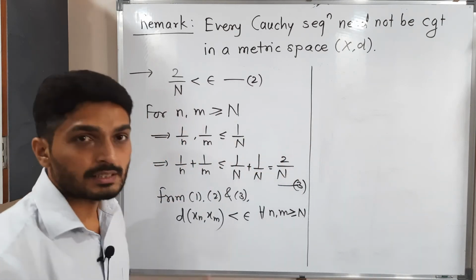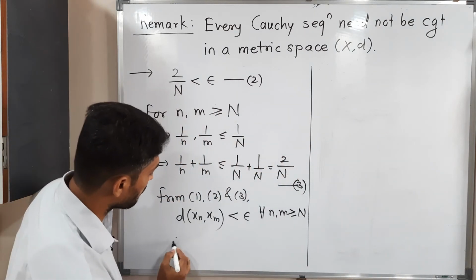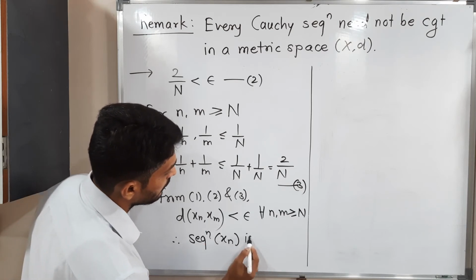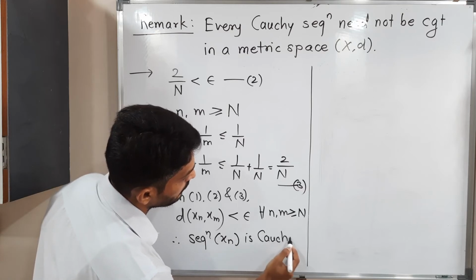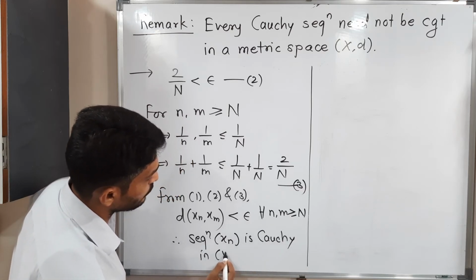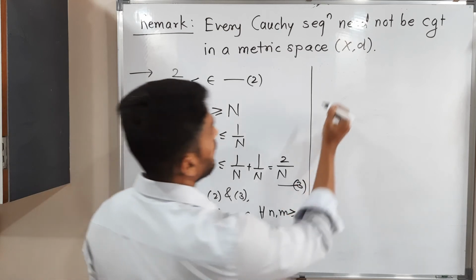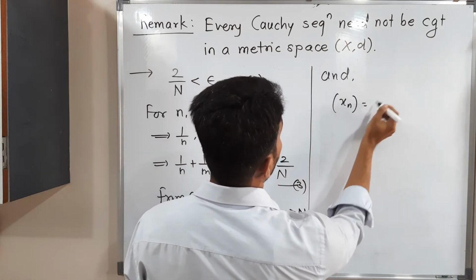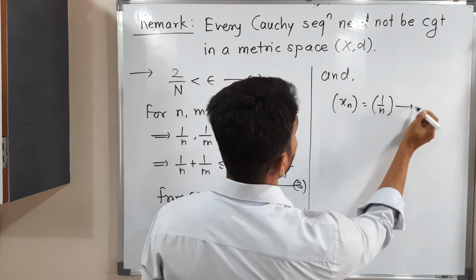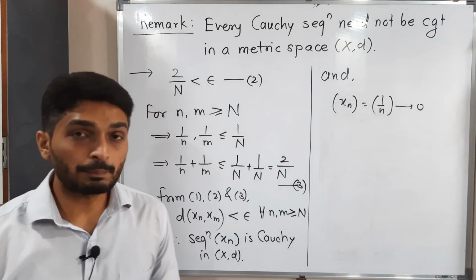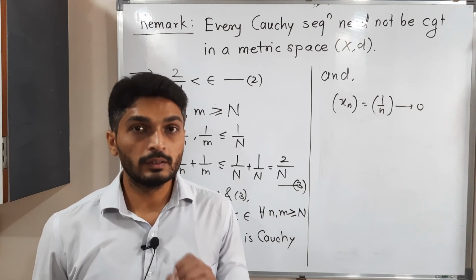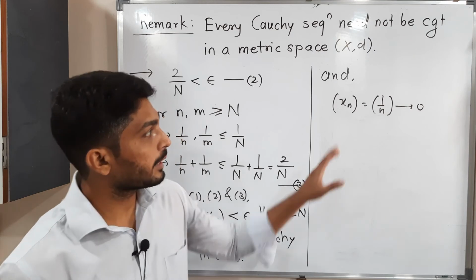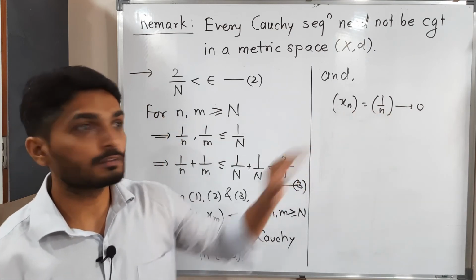This is the definition of a Cauchy sequence. Therefore, the sequence xn is Cauchy in (X, d). And the sequence xn, that is 1 by n, converges to 0. In our previous video we have already discussed the proof of it; you can watch that video. So here I am writing it directly: this sequence 1 by n converges to 0.